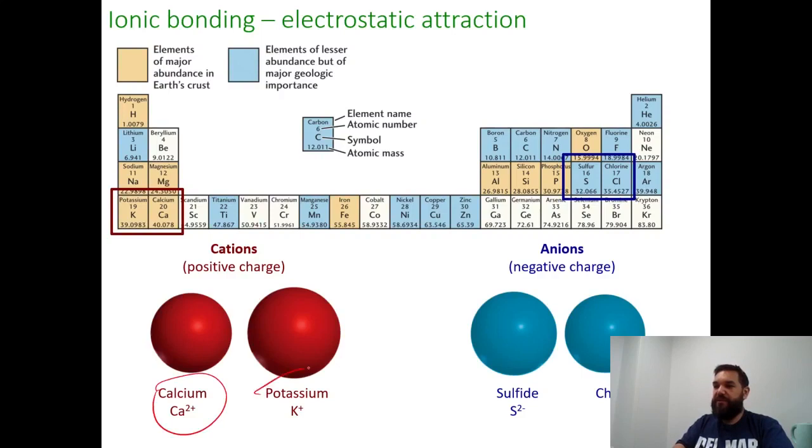Calcium plus 2, potassium plus 1. Remember that calcium is in this group, right? And it has 2 extra electrons. So when it gets rid of those, it ionizes, it takes on a plus 2 charge. Atoms in this group take on a plus 1 charge because they have 1 extra electron in their outermost electron shells. Sulfur takes on a 2 minus. Chlorine takes on a minus 1.